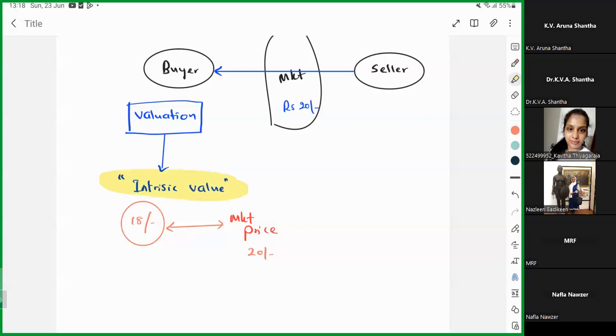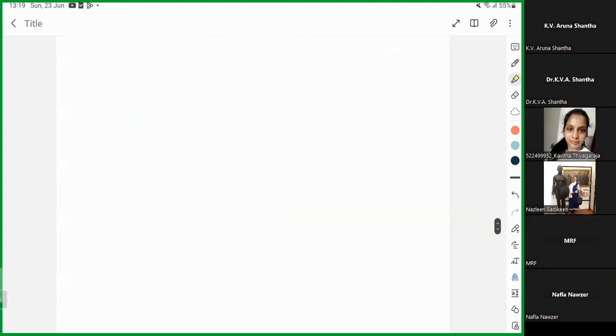Then that intrinsic value, you compare with the market price. Accordingly, you can decide whether it's worth buying those shares, or whether it's worth selling those shares. Those buying and selling decisions you can take by comparing the intrinsic value with the market price. Throughout the next 2 sessions, you are learning the valuation of different financial assets.